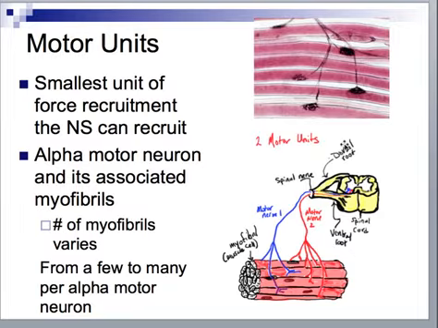myofibrils. And that's exactly how the nervous system is organized, with each alpha motor neuron exiting out the ventral root, branching and innervating a different collection of myofibrils. The collection of myofibrils and the alpha motor neuron together make up a single motor unit. And the smallest unit of force production from the perspective of the nervous system is a motor unit.